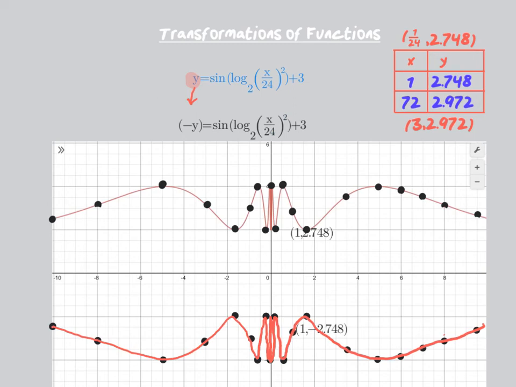But of course, you guys know when we do things vertically, we want to isolate the y variable in the end. So now we need to multiply both sides by negative 1, and our equation ends up being y equals negative sine of the log of x over 24 squared base 2 minus 3.